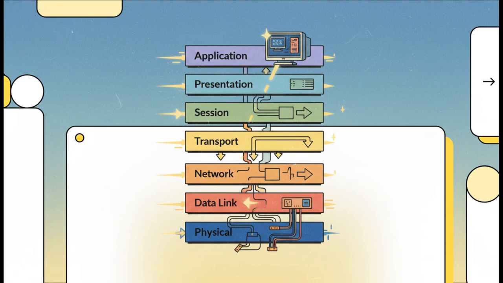Every single time you send an email, watch a video, or even just load a web page, there's this hidden 7-step rulebook that's making it all happen. So today, we're going to pull back that curtain. We're talking about the OSI model, the unsung hero that makes our entire digital world, well, possible.